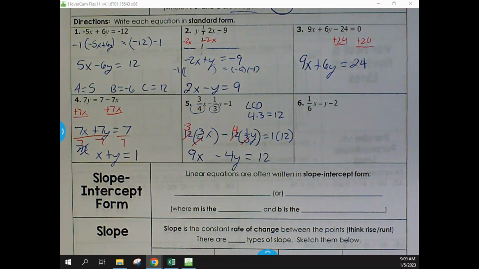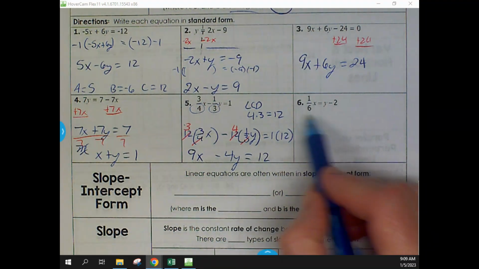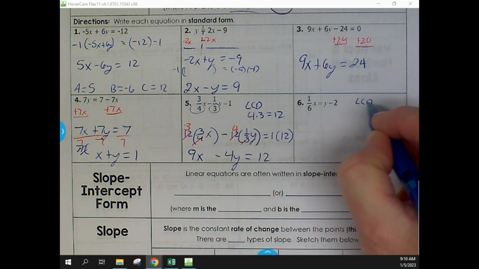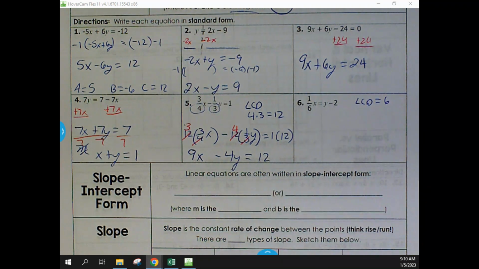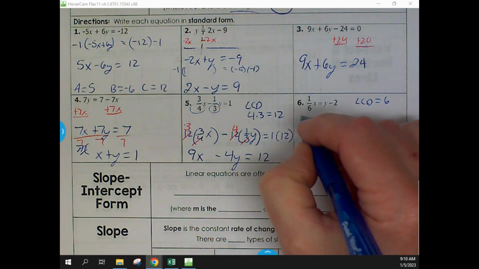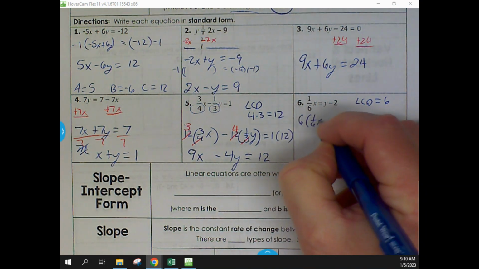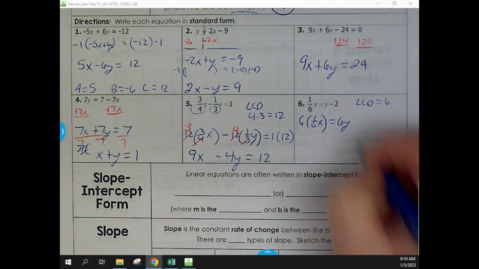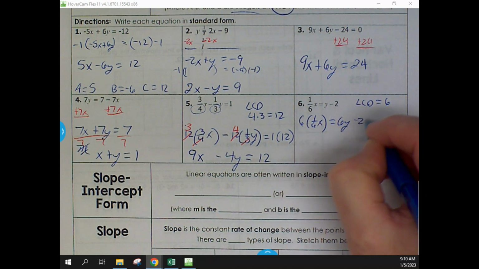Okay, and then one more fraction. And this one's a little bit easier because there's only one denominator here. So that makes it really easy that your least common denominator is 6. So we're going to take every single number here and multiply it by 6. So it's 6 times 1/6 x equals 6 times y minus 2 times 6.